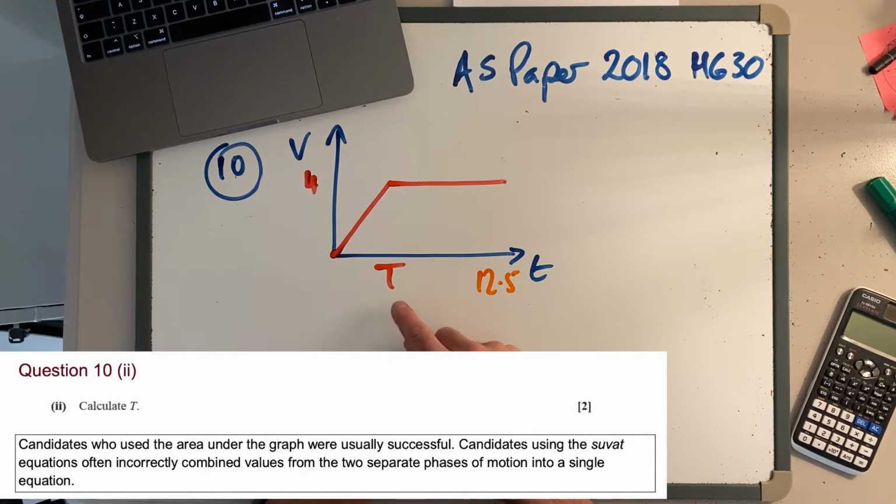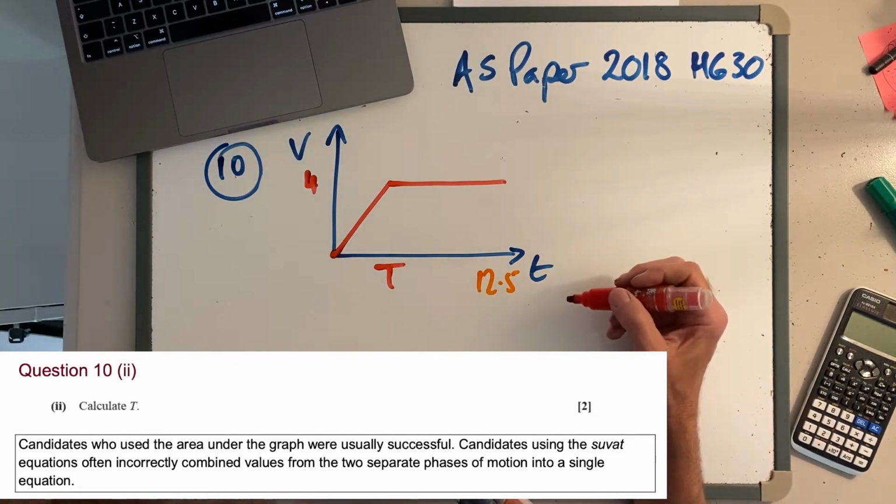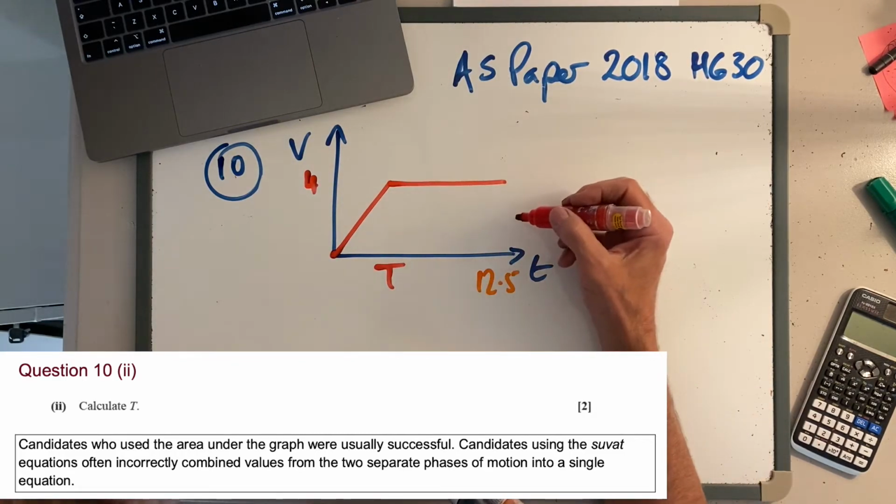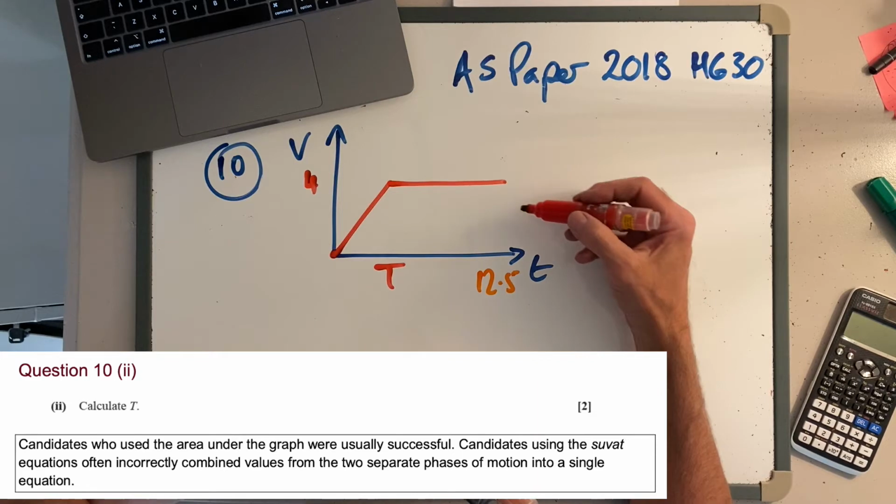Right, I know that the total area here equals 45 meters. So I just have to work out the area of this trapezium. Now remember, the trapezium is the average length.